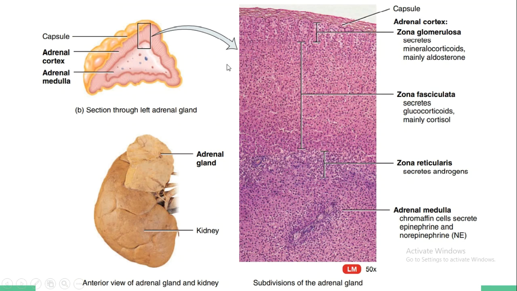Now looking at the inner anatomy of the adrenal gland, look at the capsule, adrenal cortex, and adrenal medulla in a section through the left adrenal gland. This is the kidney, so this is the adrenal gland. Here the capsule, then the adrenal cortex. The zona glomerulosa secretes mineralocorticoids, mainly aldosterone. This is the upper layer. The zona fasciculata secretes glucocorticoids, mainly cortisol. This is the middle layer. And then the zona reticularis secretes androgens. And then the adrenal medulla chromaffin cells secrete epinephrine and norepinephrine.